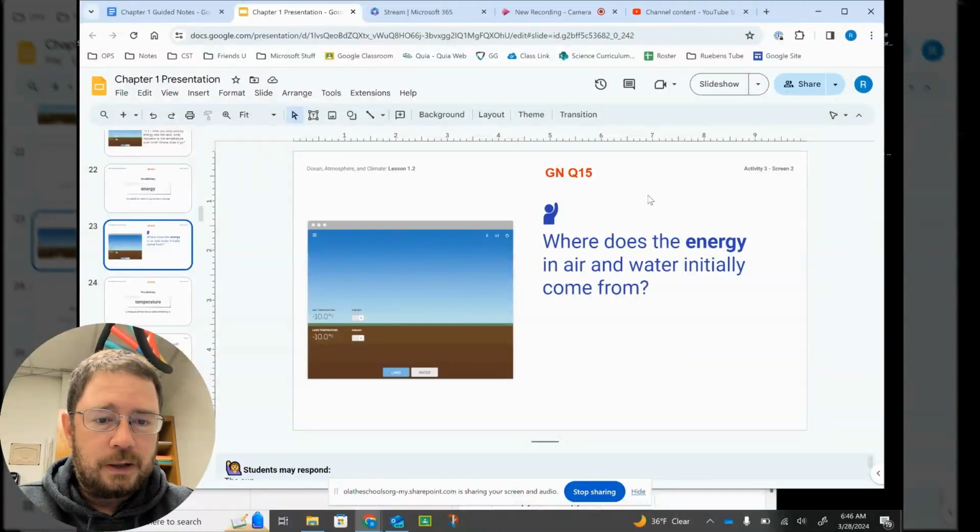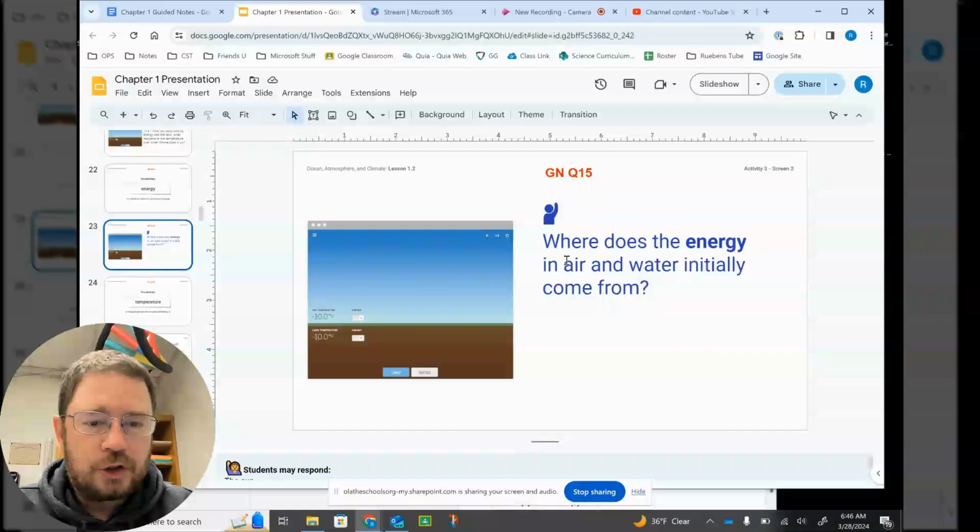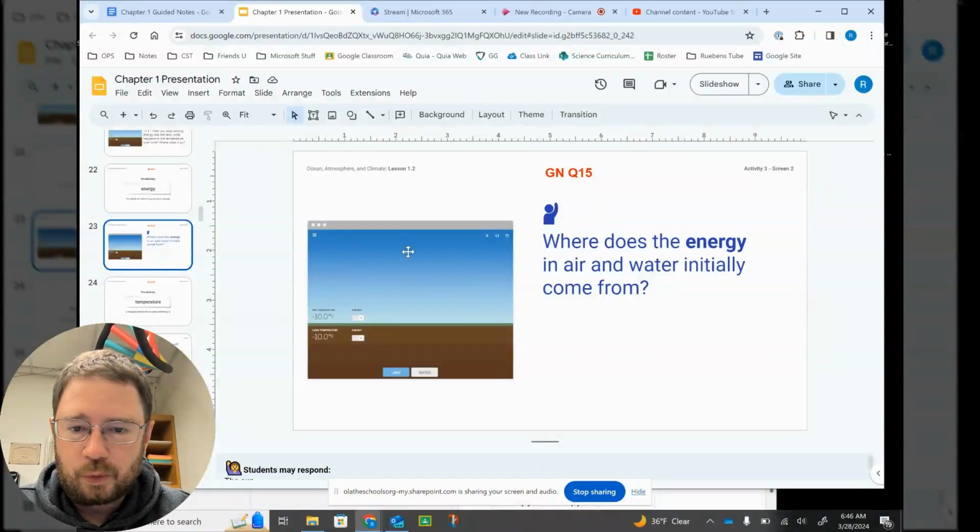Question 15. Where does the energy in the air and water initially come from? So what is warming the air and the water, or the air and the land? Here we can switch between land and water in the sim, but where does this energy come from? The answer to this is it comes from the sun. The sun comes down and heats these.